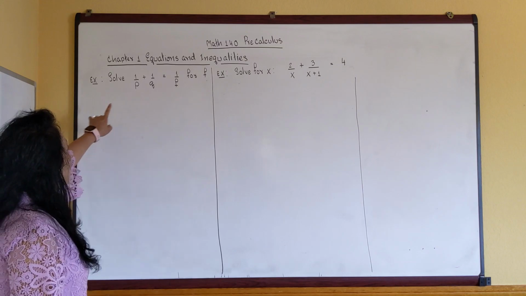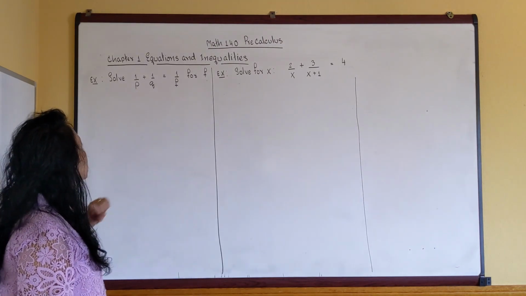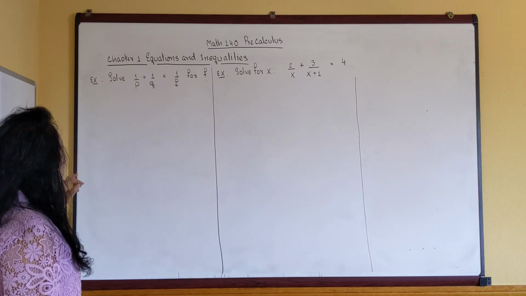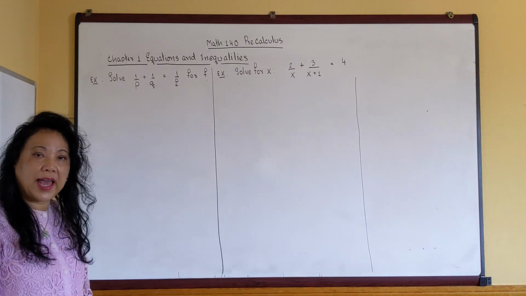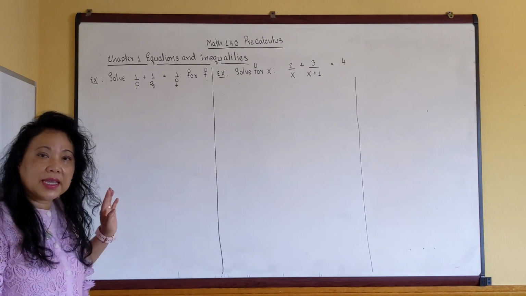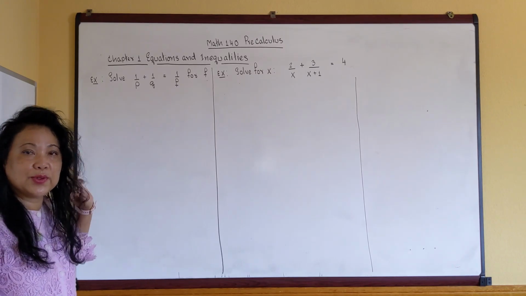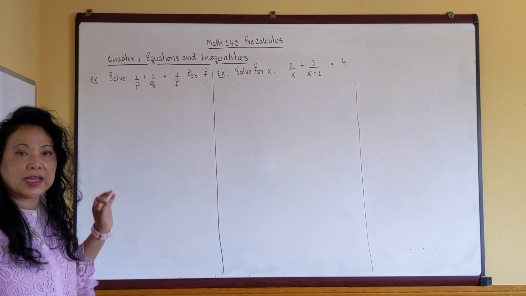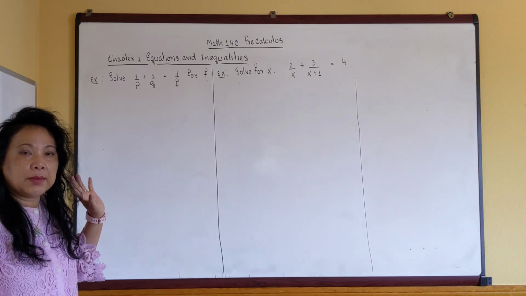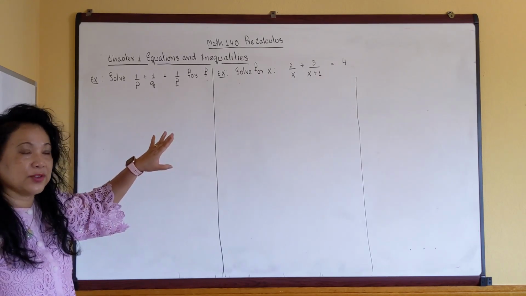I need to solve for f. My variable here is f, and I have 1 over p plus 1 over q equal to 1 over f. It doesn't look pretty, and I'm sure most of you don't like fractions. The way to get rid of fractions is to find the LCM and multiply every single term on the left and on the right by the LCM.